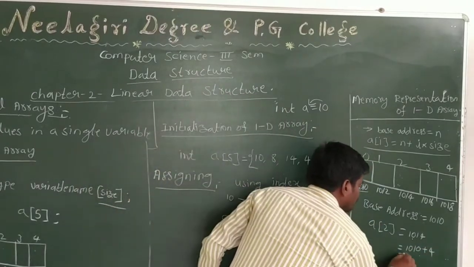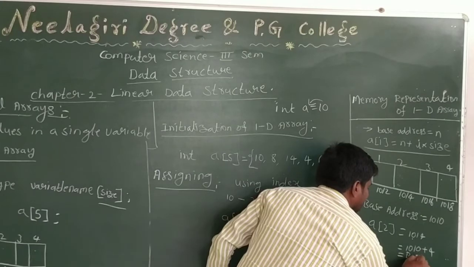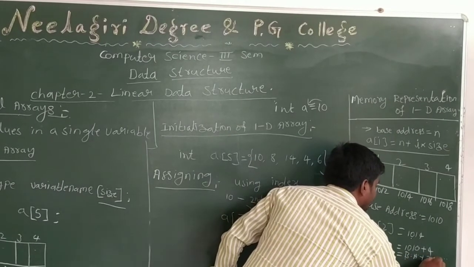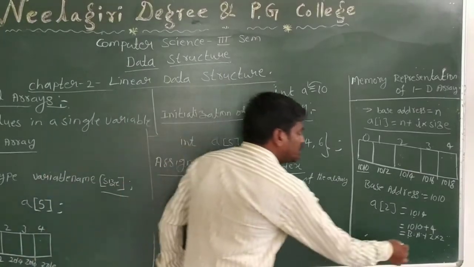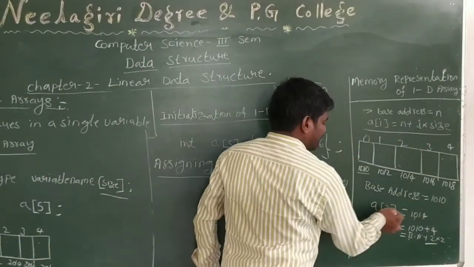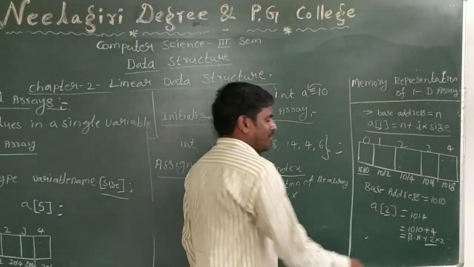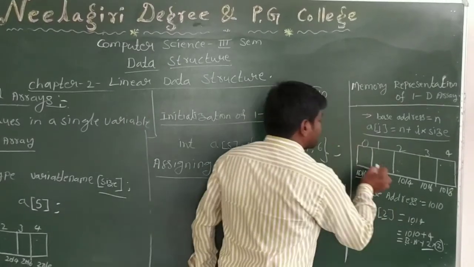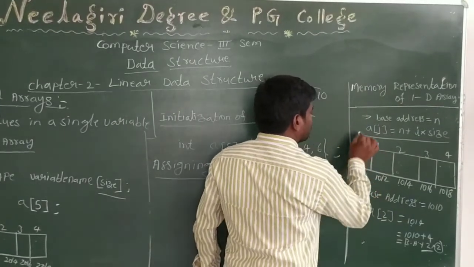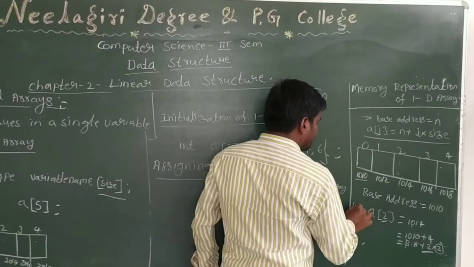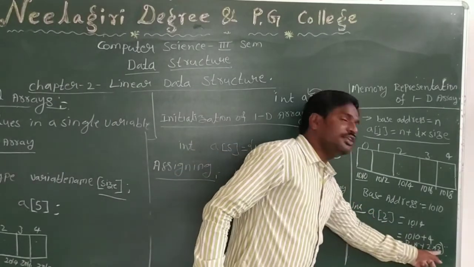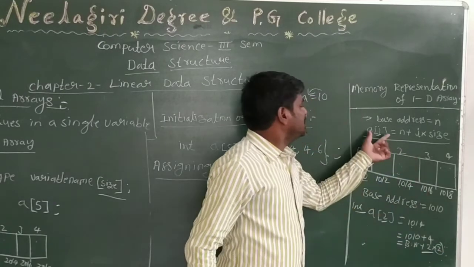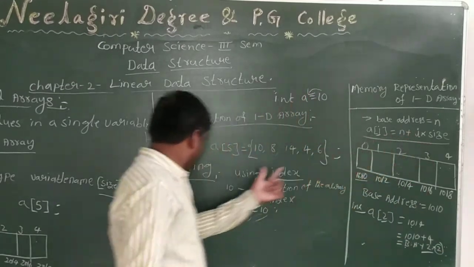What is 1010? Base address. What is 4? We can write 2 into 2. What is the first 2? I. What is the second 2? The size of the element. We are saying that A is an integer variable. What is the size of the integer? 2. So this is the formula. Now come to here.